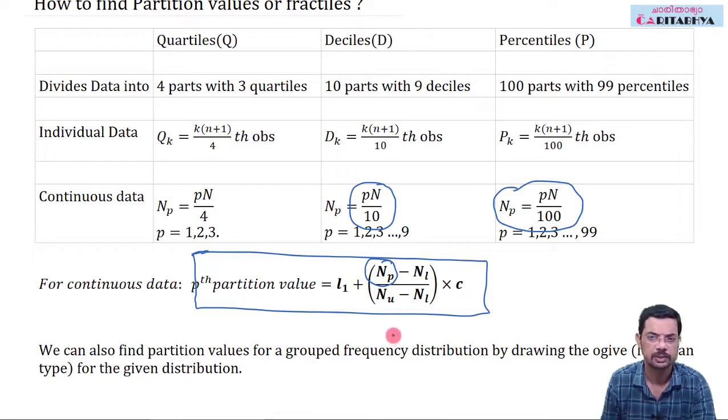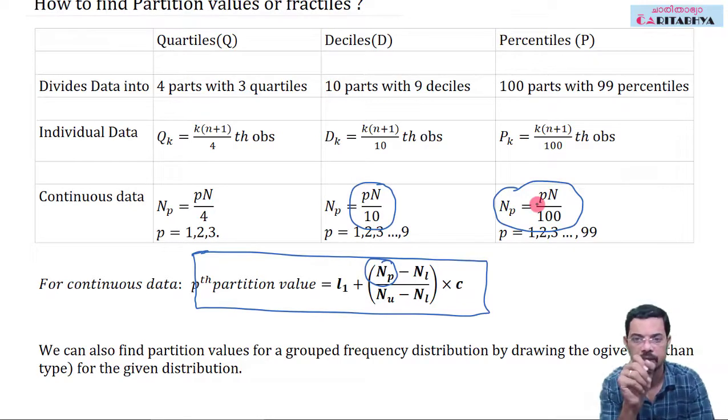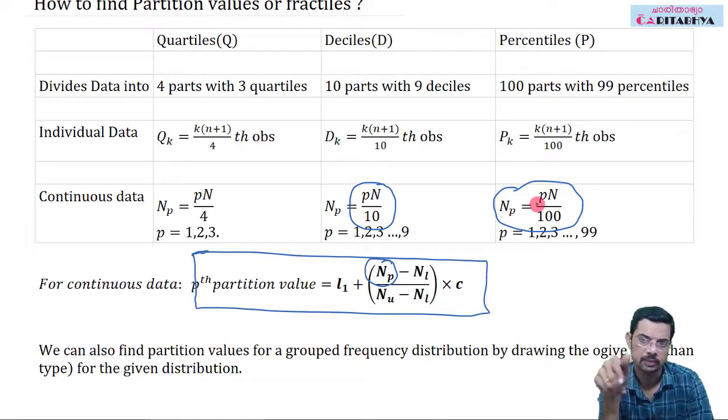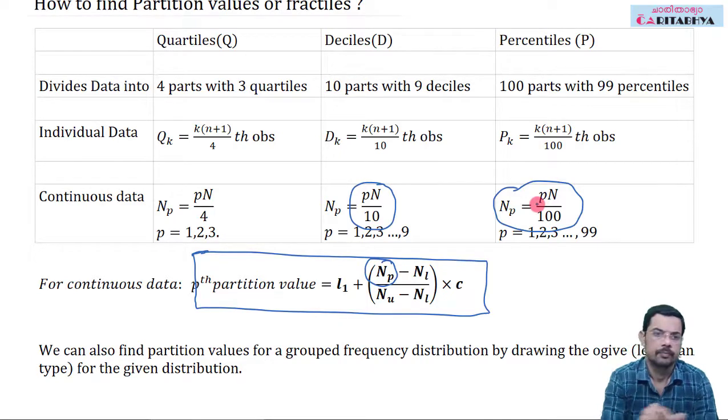We can also find partition values for a grouped frequency distribution by drawing ogives, that is, the less than type frequency. The corresponding value of NP will be taken on the y-axis, and we draw a horizontal line. Wherever it intersects the ogive, we draw a perpendicular to the x-axis. The foot of that perpendicular will be called the partition value. Okay. That's it.